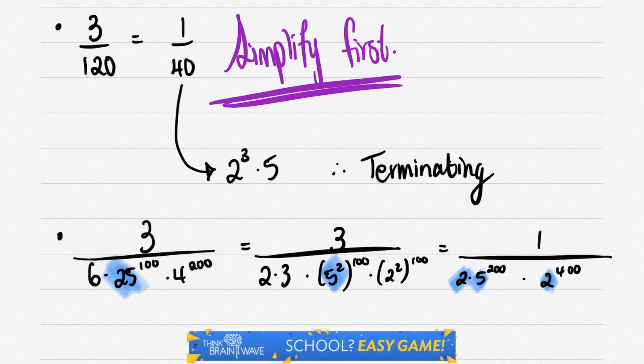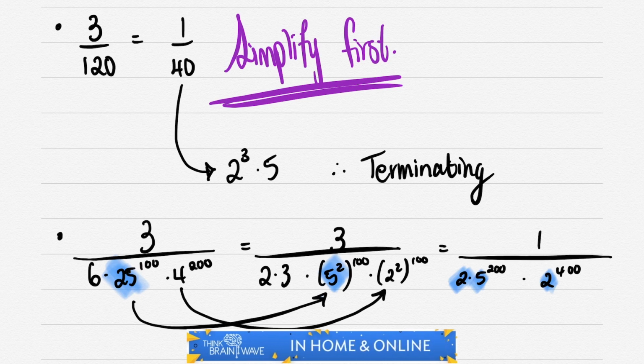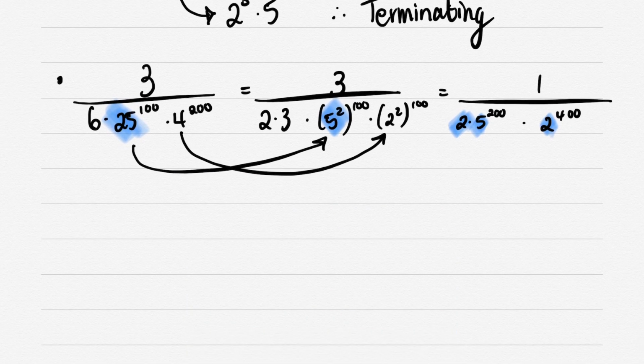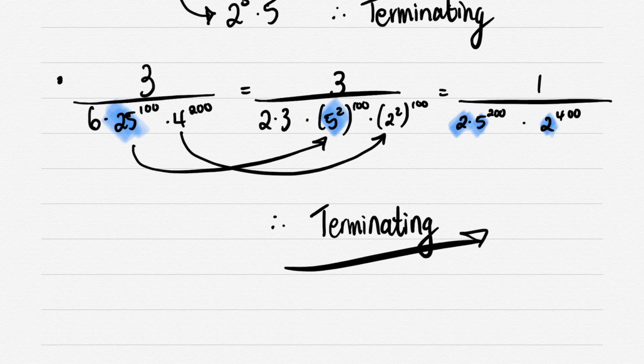Lovely. Therefore, this is terminating, isn't it? As long as the denominator has 2's and 5's only, you're good to go, and you know that's terminating. Right, there you have it. This answer is terminating. Easy again.